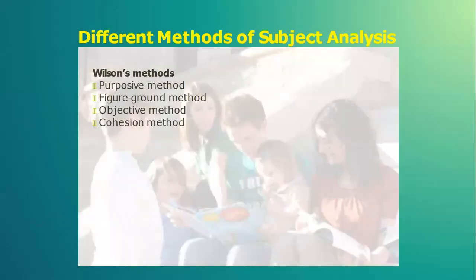Next is Wilson's methods: the purposive method, the figure ground method, the objective method, and the cohesion method. The purposive method is the idea that you look at what the creator's aim or purpose is to help determine what the resource is about.